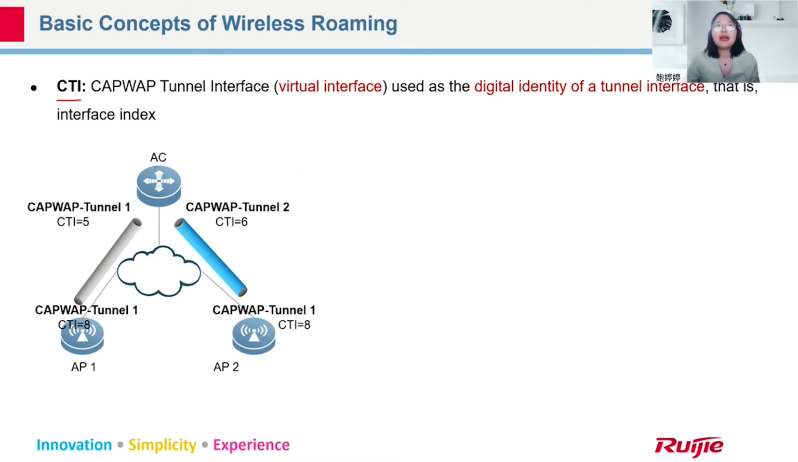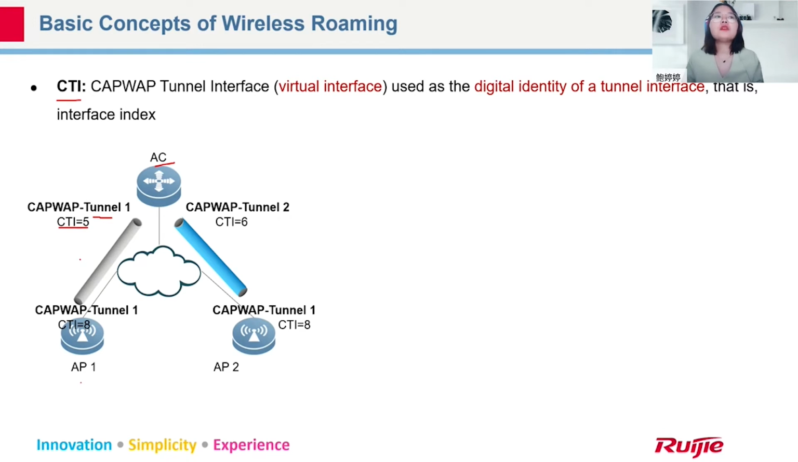Like this topology, we have one AC and two APs, AP1 and AP2. And we establish one tunnel for AP1 and also one CAPWAP tunnel with AP2. And we use the CTI5 to connect with AP1, CTI6 to connect with AP2. And this CTI value is only used locally. So, like AP1 and AP2, they use the same CTI value. It doesn't matter because they belong to different APs.